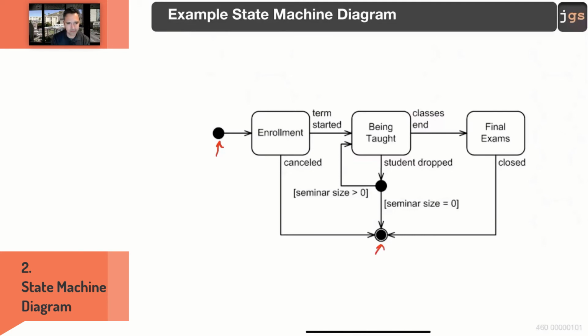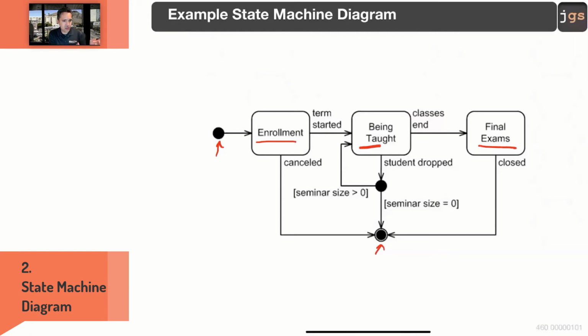Boxes. The boxes. Enrollment. Running. Final exams. The only thing is here in the boxes, I am not reading instructions. I am not reading something that is going to happen, like the boxes in the activity. What I am reading is values for a particular variable. Which variable? Maybe the variable is this class, CSE460. What is the status of the class?